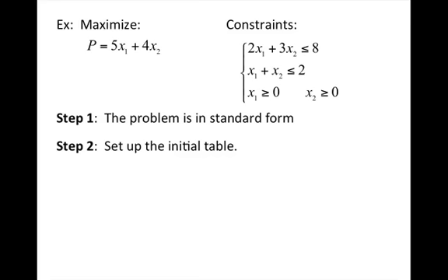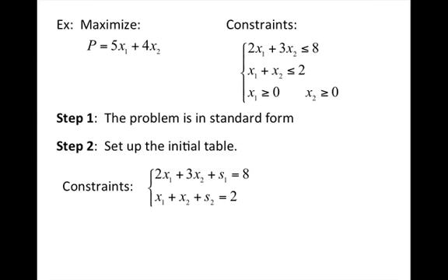So since the problem is in standard form, now I want to set up my initial table. If I look at my constraints, the first two constraints, I need to introduce slack variables to get my equations. So for my first constraint, I'm going to have 2x sub 1 plus 3x sub 2 plus s sub 1, my first slack variable, equals 8. Then for my second constraint, I'm going to have x sub 1 plus x sub 2 plus s sub 2, my second slack variable, and that's going to equal 2.